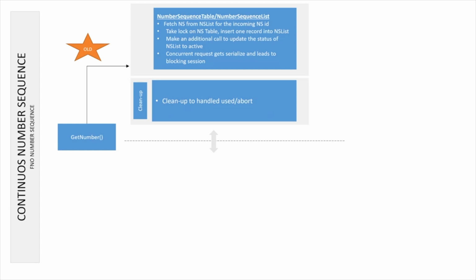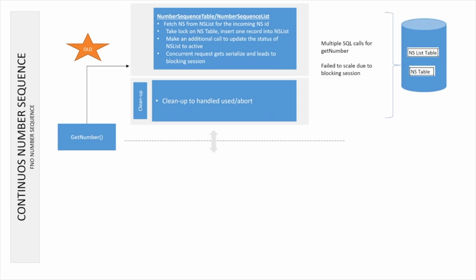On the cleanup side, the old approach supported only recycling of numbers that get lost because of used and aborted transactions, as well as due to the service. So the cleanup had support only for used and abort, not for crash. To summarize, we were making multiple SQL calls to get numbers, and this failed to scale due to concurrent requests as well as blocking sessions. These shortcomings were improved in the new approach.